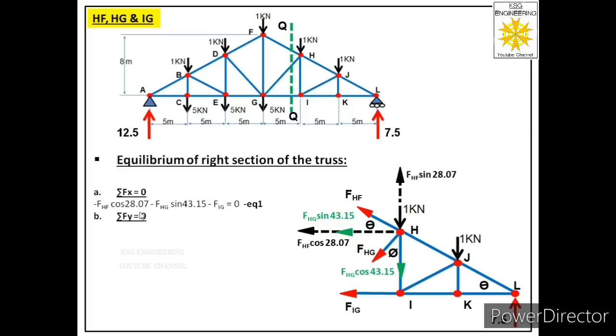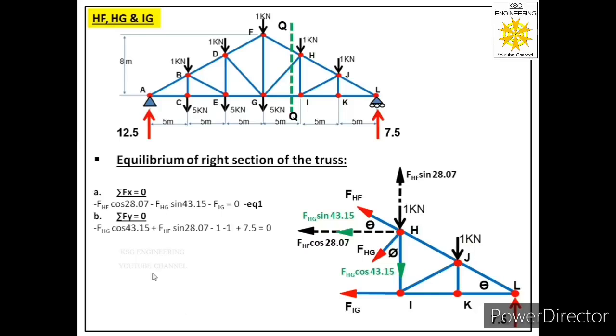Then we will apply the second equation of equilibrium, that is summation Fy equal to 0. So let us see how many forces are acting along y direction. First is FHG cos 43.15 acting in downward direction, so we have to consider this as negative. Then FHF sine 28.07 acting in upward direction, we have to consider this as positive. Then 1 kilonewton force acting at joint H in downward direction, we have to consider this as negative. Then 1 kilonewton force acting at joint J in downward direction, we have to consider this also negative. Then reaction acting at joint L in upward direction, we have to consider this as positive.